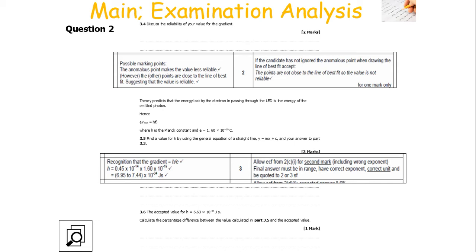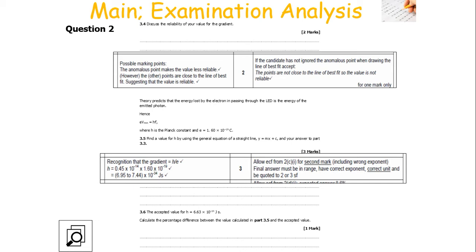h over e, because if we look at the values given, we know that if we rearrange this particular equation, V over f is going to equal h over e. So when you do your gradient of V over f, it's the same as h over e. And we know what e is. We know e is 1.60 times 10 to the minus 19 coulombs. So therefore, to work out what h is going to be, it's going to be gradient times e. So you'd work it through like that and get an answer out.